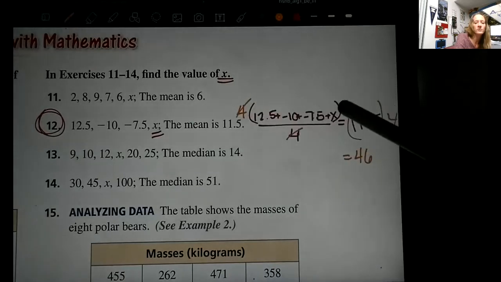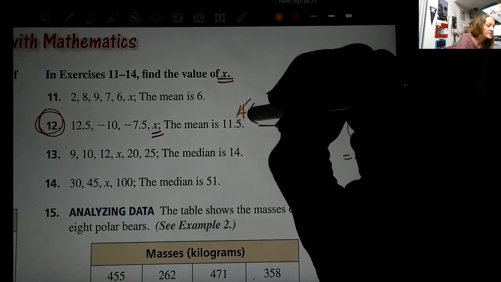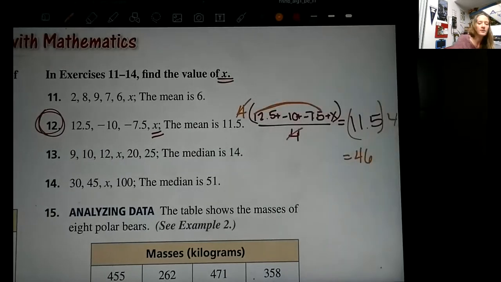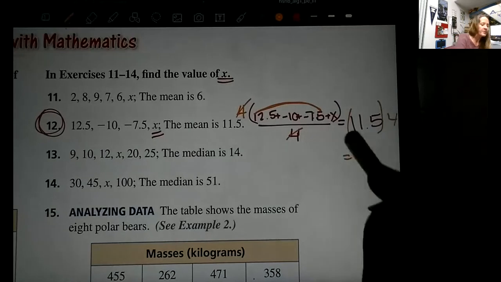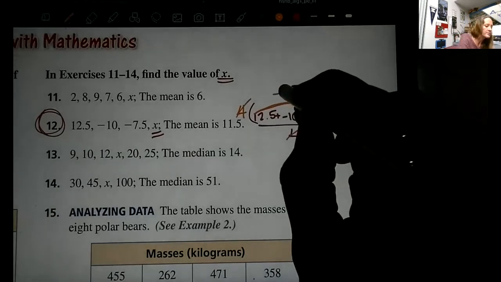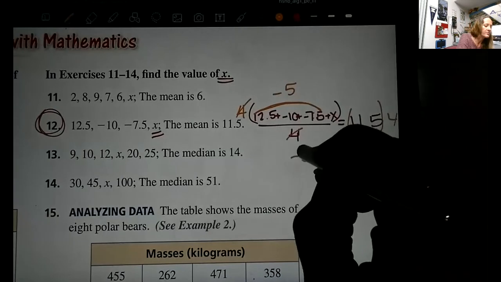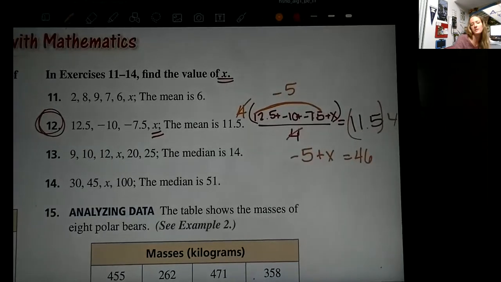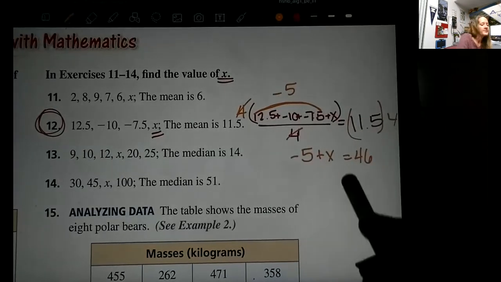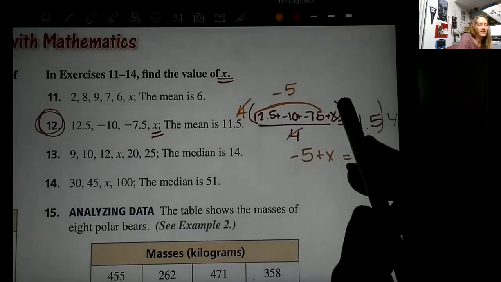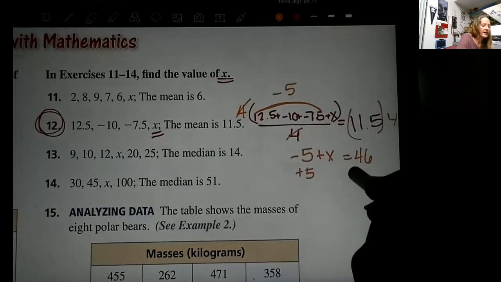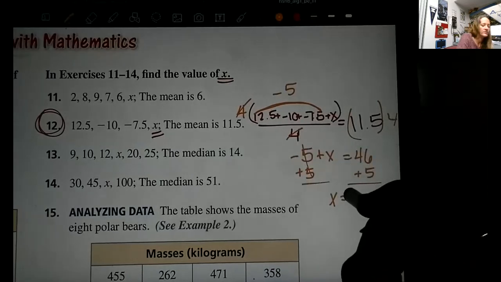A 1 can distribute to everything. Well, actually, hold on, parentheses. Can't I actually put all these numbers together? Can't I do 12.5 plus -10, plus -7.5? And I can figure out those numbers all combined to be -5. So I'm going to have -5 plus x. Well, now this problem is way easier to solve. I've gotten rid of the division. I've put together any numbers that I needed to, and I can just add 5 to both sides, and I end up with x equals 51.